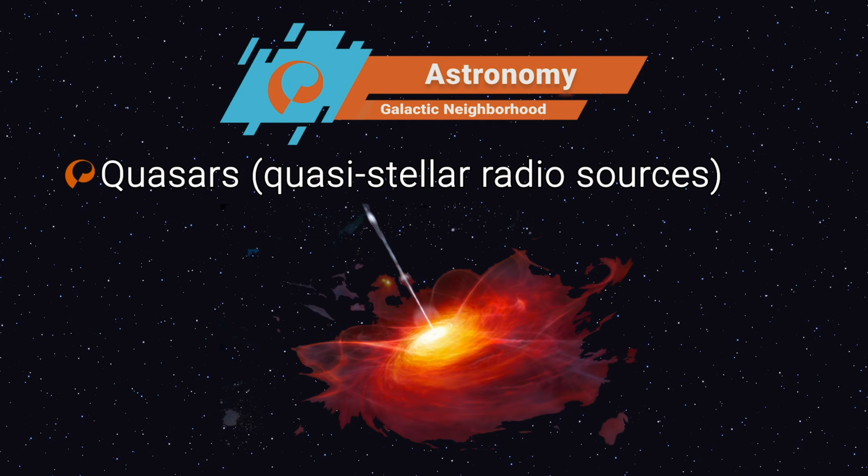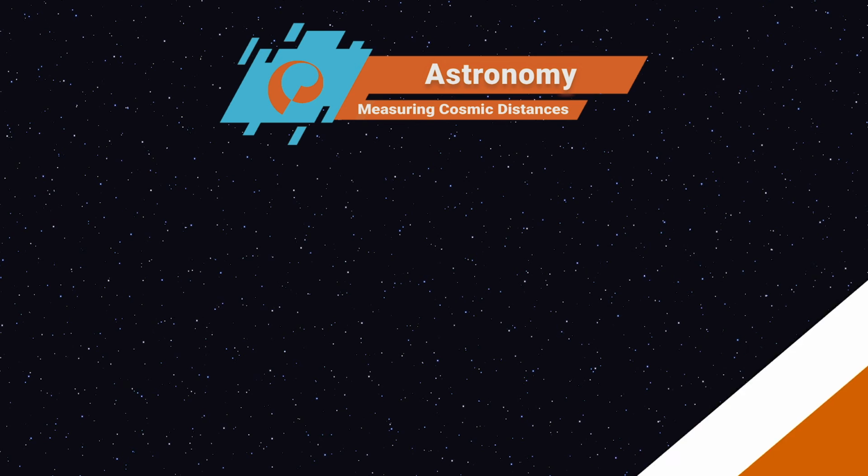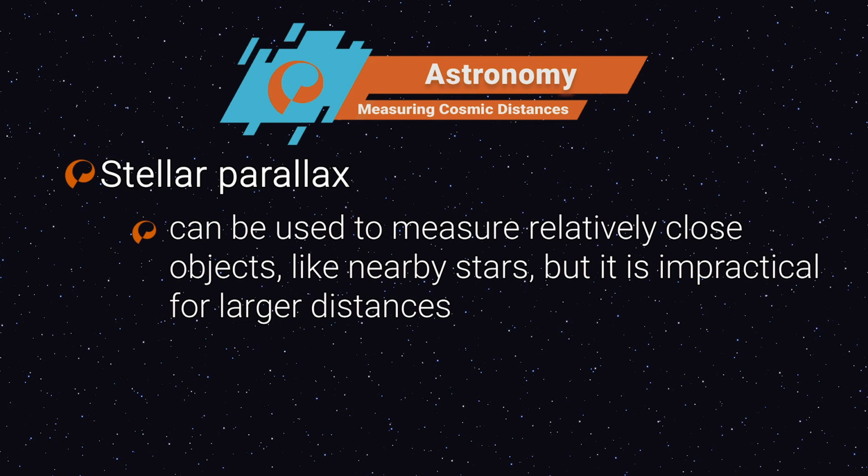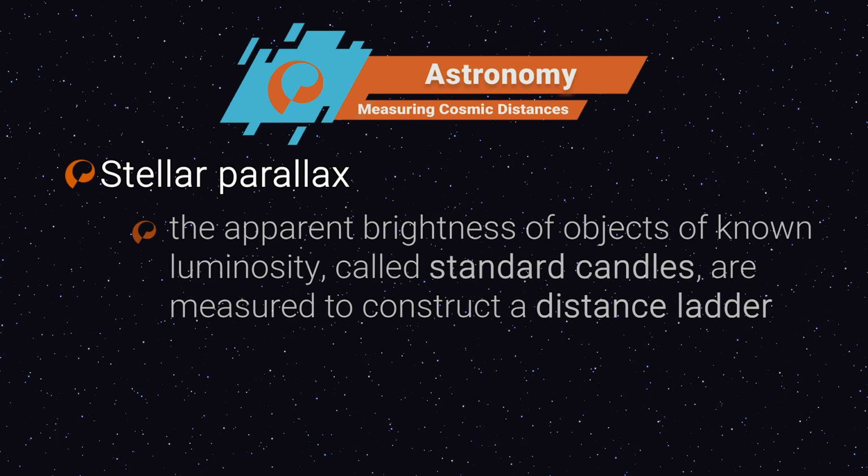10 to 10,000 times the luminosity of the Milky Way, but very distant, between 600 million and 29 billion light-years away from the Earth, and receding at a very high redshift, meaning that they were more common in the early universe. Stellar parallax can be used to measure relatively close objects, like nearby stars, but it is impractical for larger distances. The apparent brightness of objects of known luminosity, called standard candles, are measured to construct a distance ladder.